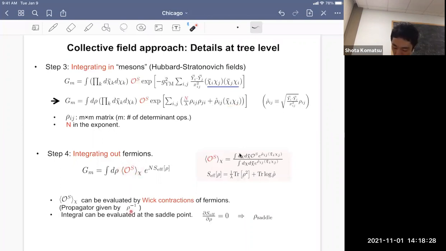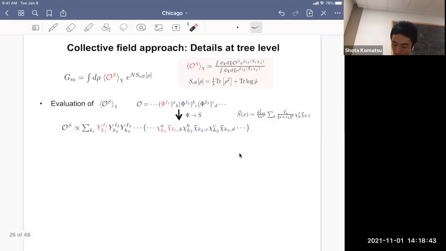And for this Wick contraction, the propagator is basically given by the inverse of this rho. And this rho, in the end, is going to be evaluated at the saddle point, and that is going to give you the answer for the expectation value of the scalar, the single trace operator. So this is a technical but straightforward part.